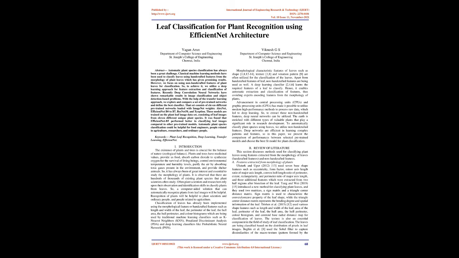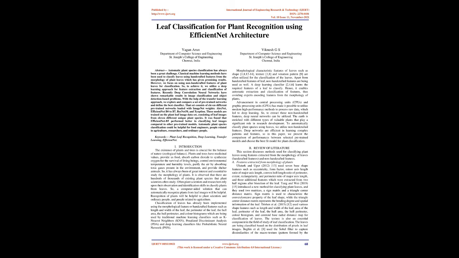Classification of leaves has already been implemented using morphological or handcrafted features such as length and width of the leaf, the perimeter of the leaf, the hull area, the hull perimeter, and color histograms, which are being used by traditional machine learning classifiers such as k-nearest neighbors, KNN, penalized discriminant analysis, PDA, and deep learning classifiers like probabilistic neural network, PNN. Morphological characteristic features of leaves such as shape 1,8,12-14, texture 1,8 and venation pattern 9 are often utilized for the classification of the leaves.